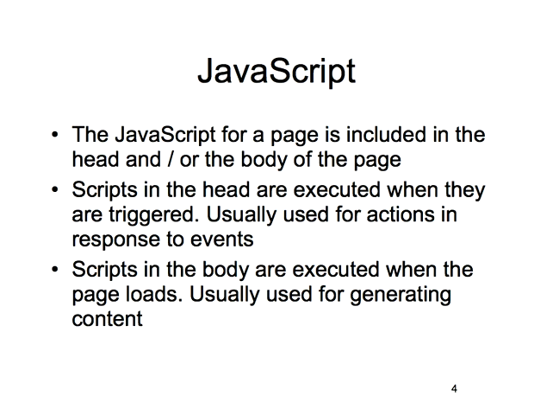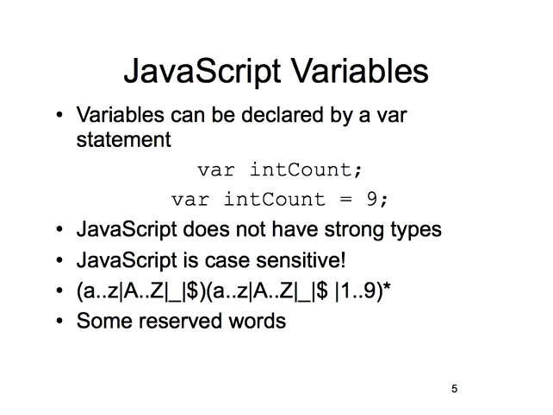So the JavaScript for a web page is included in the header and or in the body. You can have it in both places. Scripts in the head are usually sitting there waiting to be called. So you might have functions sitting in the header section and someone clicks a button and then it calls the code that's in the header. Whereas scripts in the body are executed when the page loads.